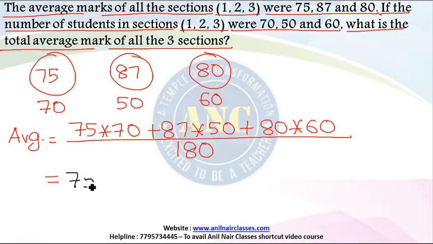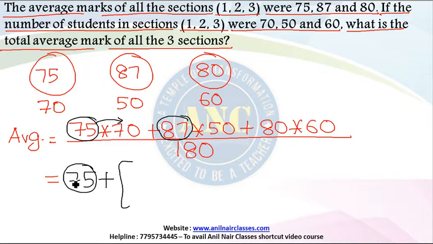If I assume the average as 75, the difference of 75 with 75 is 0, and 0 into any number is 0. 87 differs from 75 by 12, and 12 into 50 is 600. 80 differs from 75 by 5, and 5 into 60 is 300.